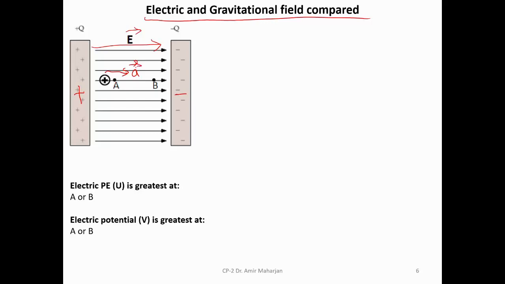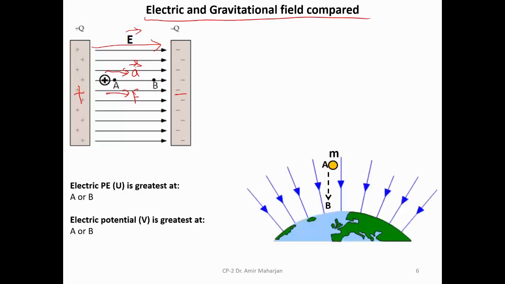Why? Because the force on this charge will be that way, and then this charge will accelerate in the direction of the electric field. This is similar to if you drop a mass in a gravitational field. We call it F of G, gravitational force. Then it will accelerate with 9.8 meters per second squared. So this is similar. They behave similarly. They are analogous.